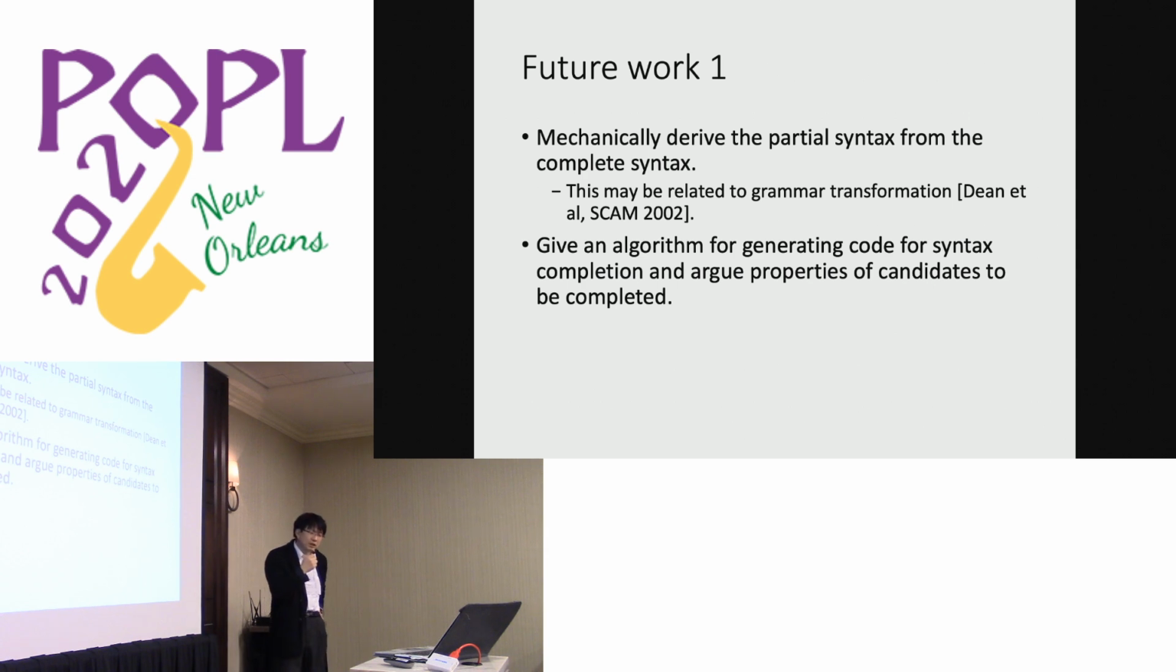There is much work to be done. One future work is this one. This time, I have manually written the partial syntax, but it could be mechanically derived from the complete syntax. This might be related to some grammar transformation. We'd like to give an algorithm for generating code for syntax completion and argue some properties of candidates to be completed.